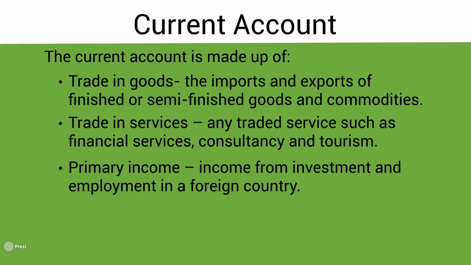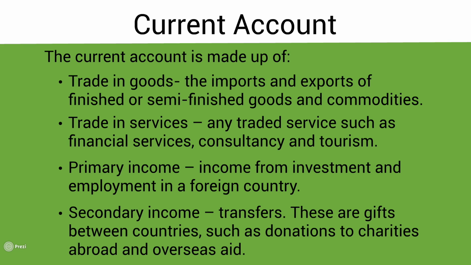Payments to workers who are residents of a country but employed in another country are also included in the current account. Secondary income is transfers. These are gifts between countries, such as donations to charities abroad and overseas aid. If a country is receiving aid or a donation, it counts as a positive on the current account. If they are giving a donation or overseas aid, it counts as a negative on the current account.